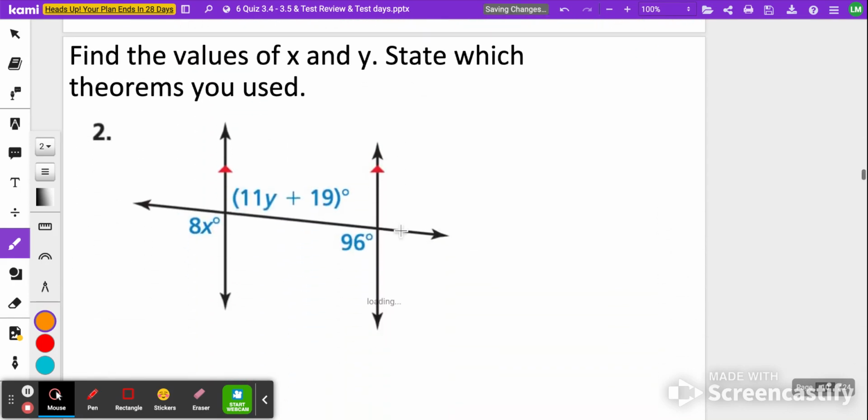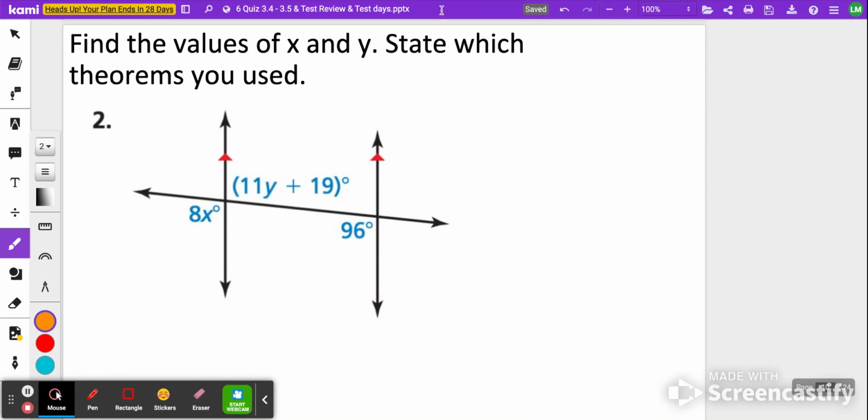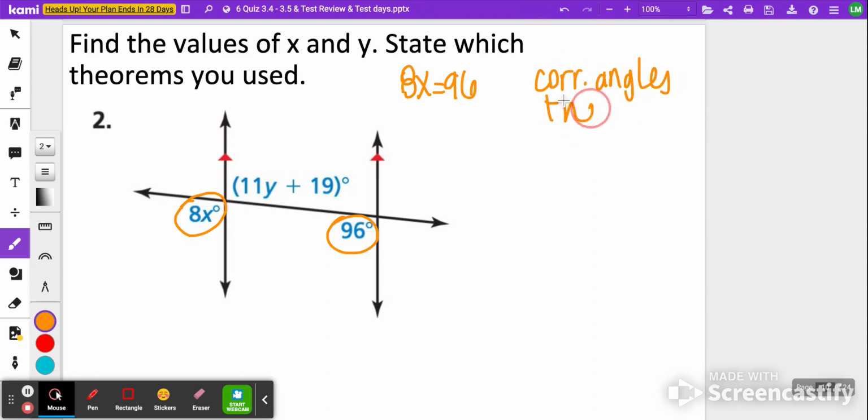Let's go on to number 2. Again, finding the values of x and y. I know at first I started off with x. I know 8x should be equal to 96 because of the corresponding angles theorem, which just means x is equal to 12.